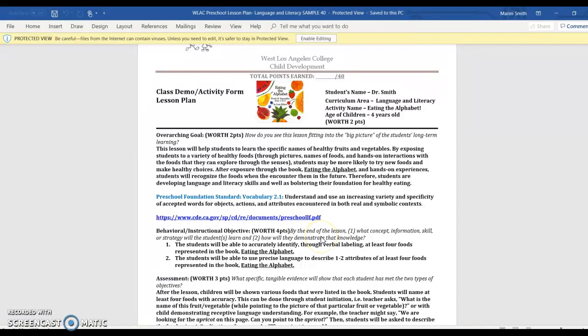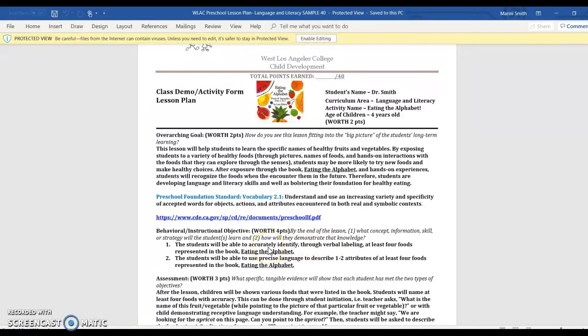By the end of the lesson, what concept, information, skill, or strategy will the students learn? And 2, how will they demonstrate that knowledge? So, for example, I have number 1, the students will be able to accurately identify through verbal labeling at least 4 foods represented in the book, Eating the Alphabet.